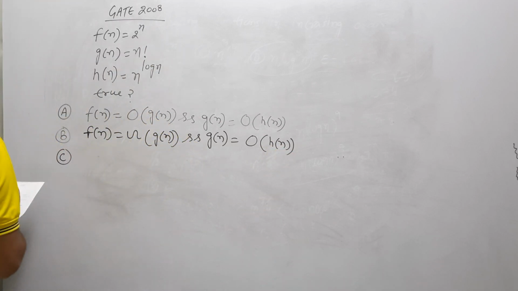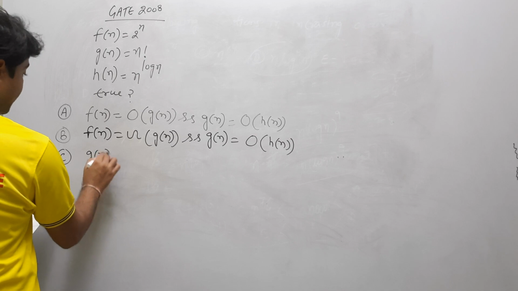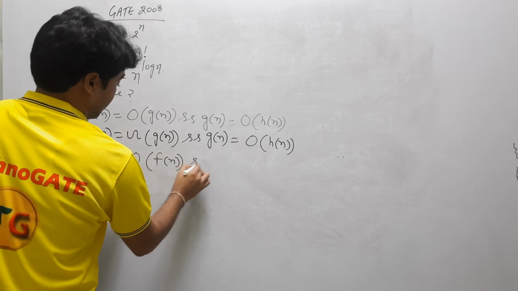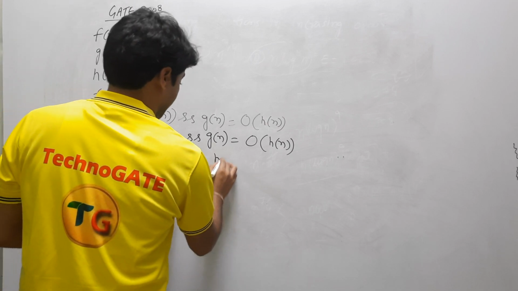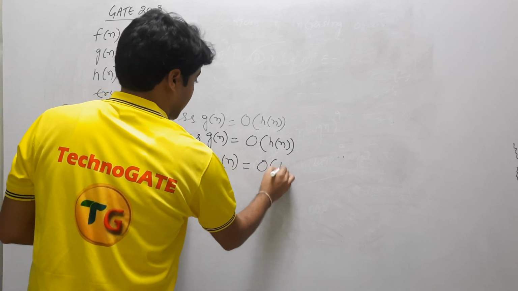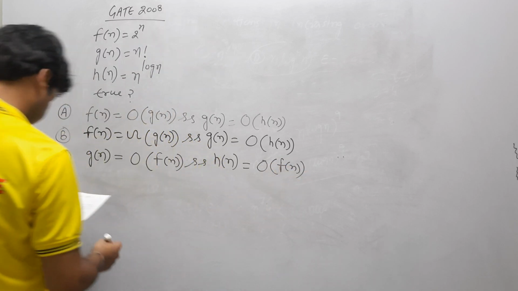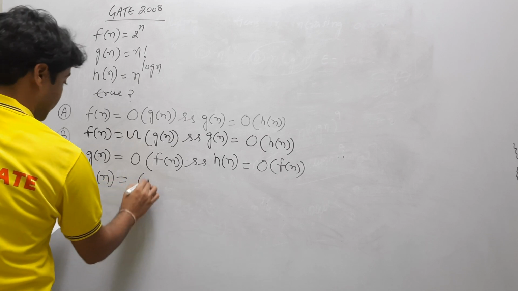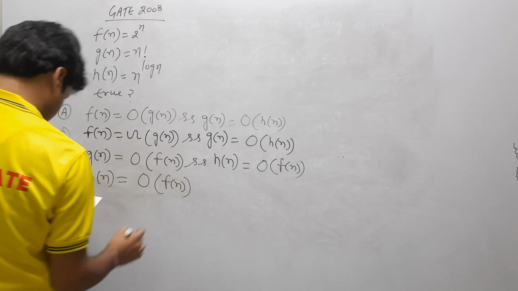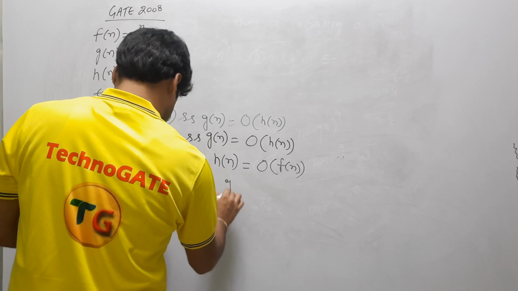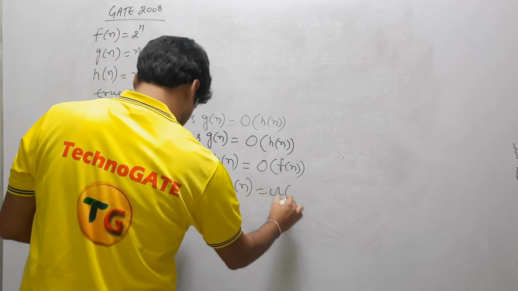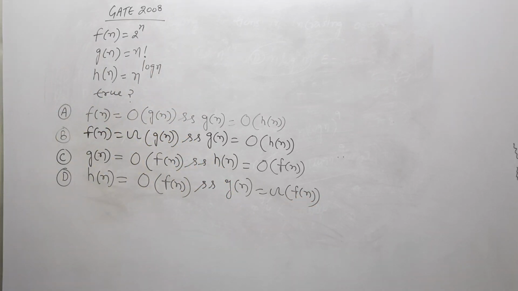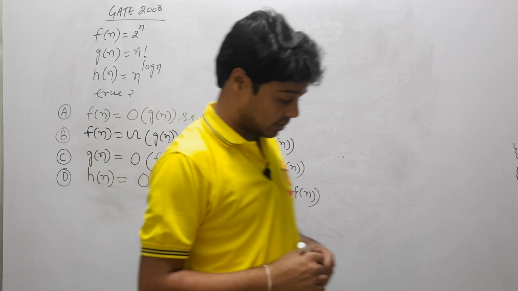Now C is what here? G of n is big O of F of n and H of n is big O of F of n. Now D is what here? H of n is big O of F of n and G of n is omega of F of n here. So now let's check one by one. Which option is correct here? Which one is correct or false?